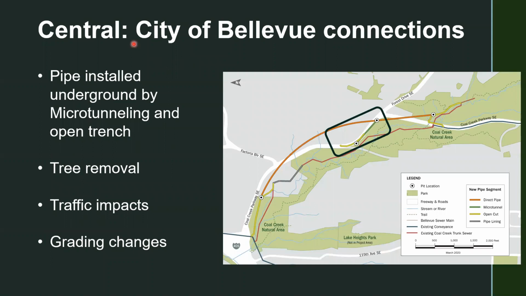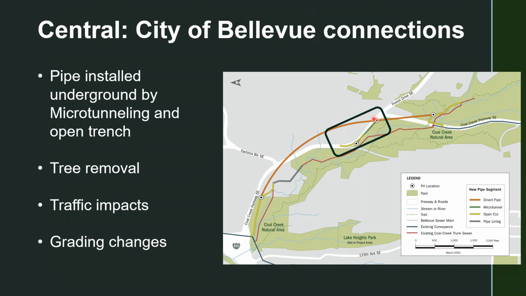So let's move on down to the next area, the next project area. This is the central part of the project, and here we have 2 pits for a segment of pipe that needs to be installed with another trenchless technology called microtunneling. And this piece of the project is intended to collect flow from the local Bellevue sewers in this area.